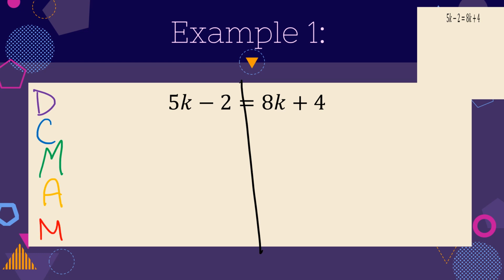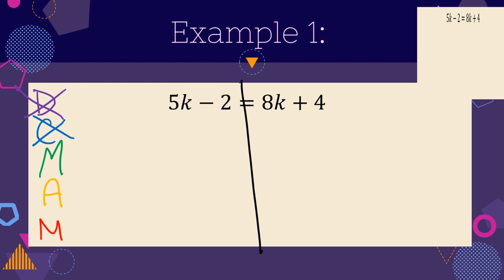Step 1, distribute. There's no parentheses, so if we don't have it, we skip it. Step 2, combine. Can I combine a K and a 2? No. Can I combine a K and a 4? No. What that means is there's no combining. You do still want to go through that thought process though, okay? Let's start with move a variable.